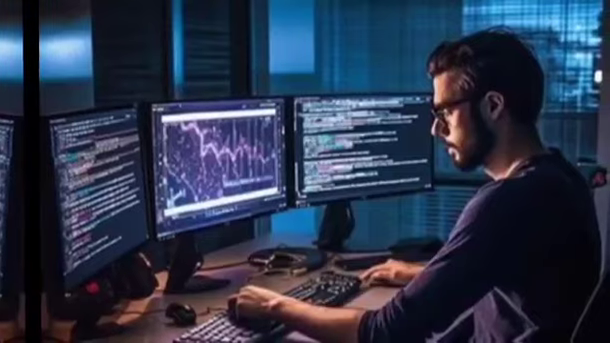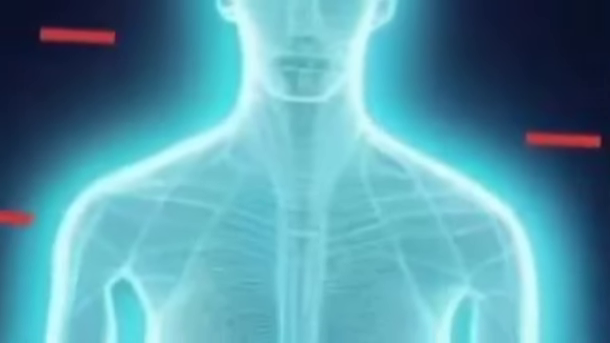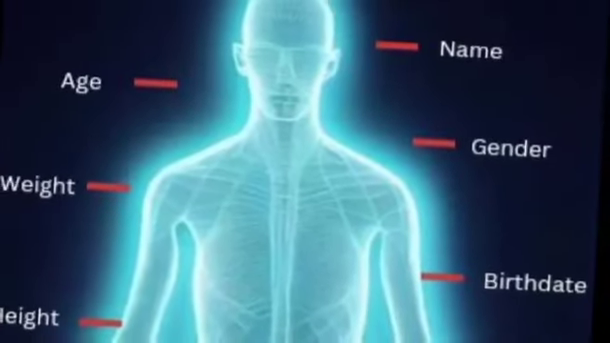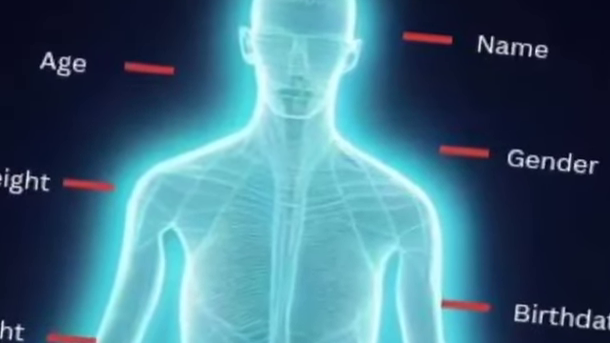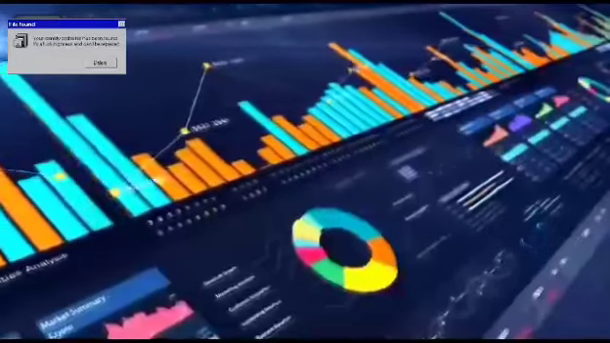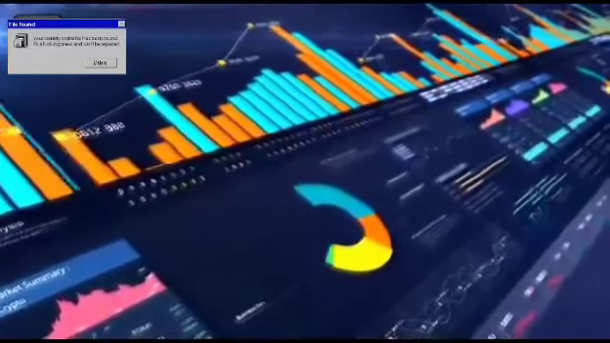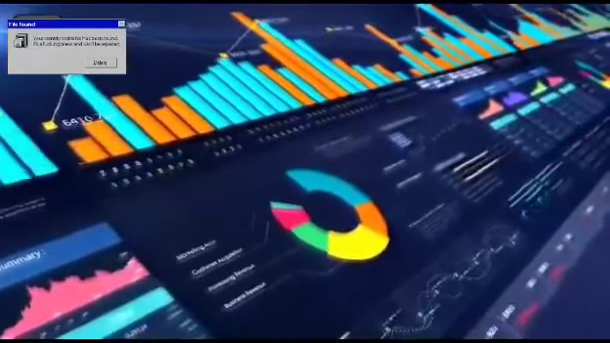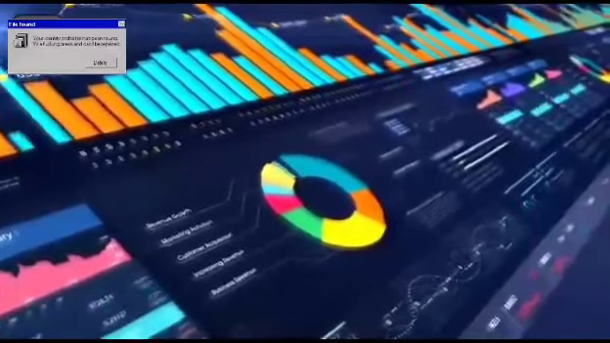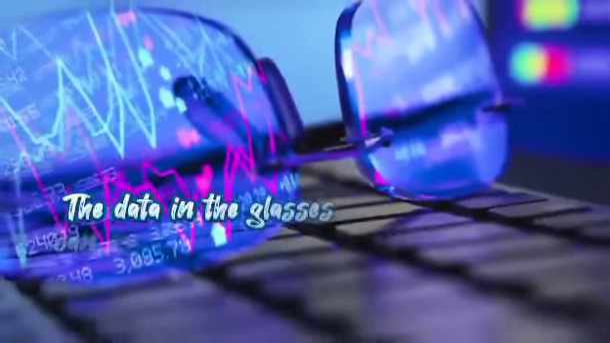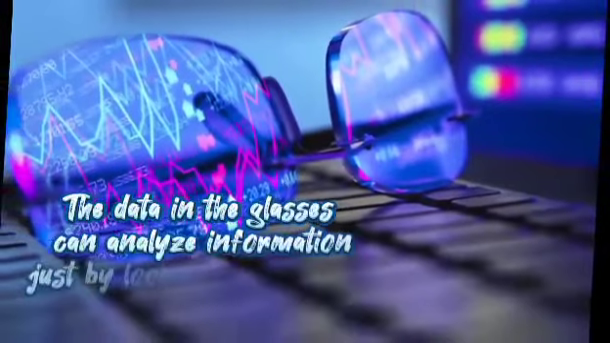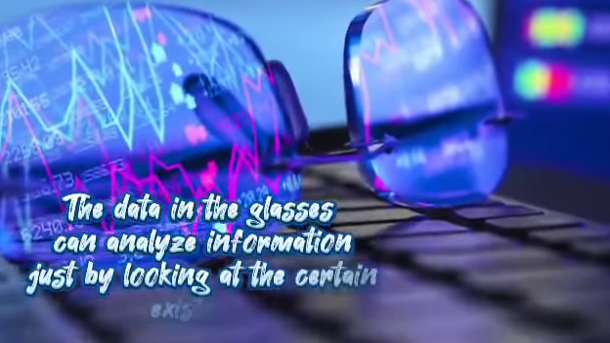about a person. Wearing these glasses, you can easily see the basic information and data about a certain person, such as their names, ages, birth date, gender, weight, and height. Using various codes and data, we finally invent this kind of gadget with active memory chips where the data is stored with several basic functions. The data in the glasses can analyze information just by looking at a certain existence.